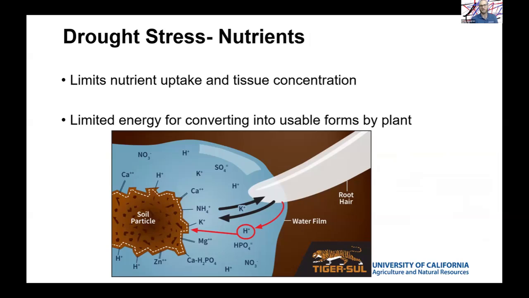Drought also limits nutrient uptake in plants, so it doesn't have everything that it needs for those building blocks to build new leaves. We have different ways that plants take in nutrients, whether it's mass flow with water as that's coming into the tree, or using that water as a buffer between the soil particles, so those root hairs can actually take in those necessary nutrients from the soil.